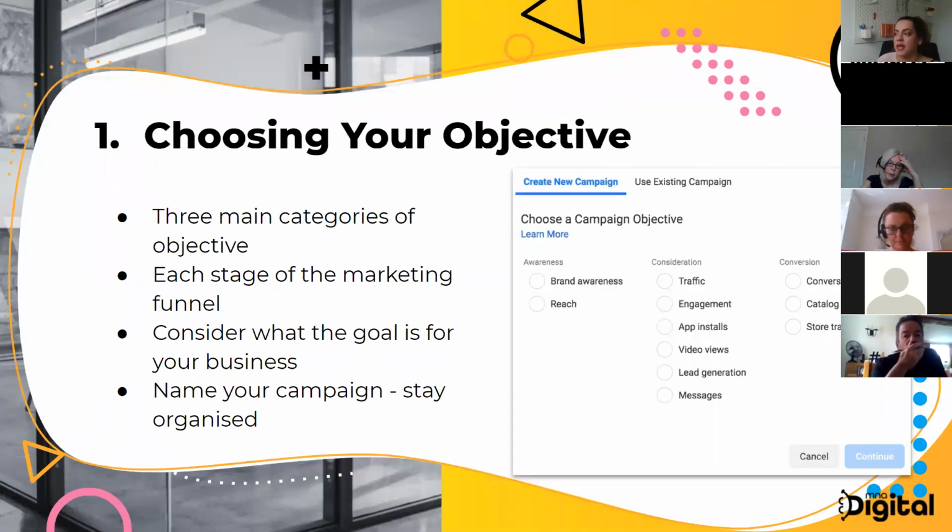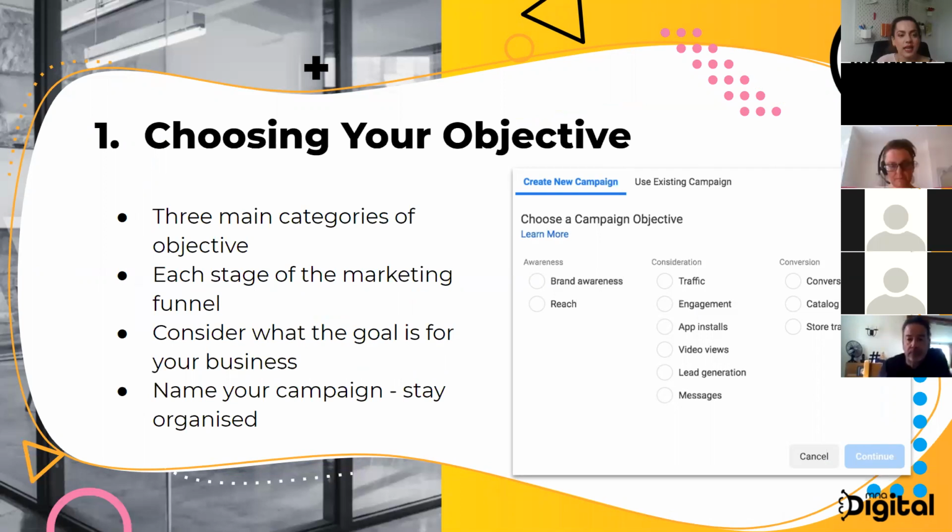So the first bit, as I mentioned, is choosing your objective. And there's three objectives you can choose from. The first is awareness, which is pretty self-explanatory. It's brand awareness or reach, and it's just where you're trying to get people to know about who you are as a business. And it's that first level of the marketing funnel.